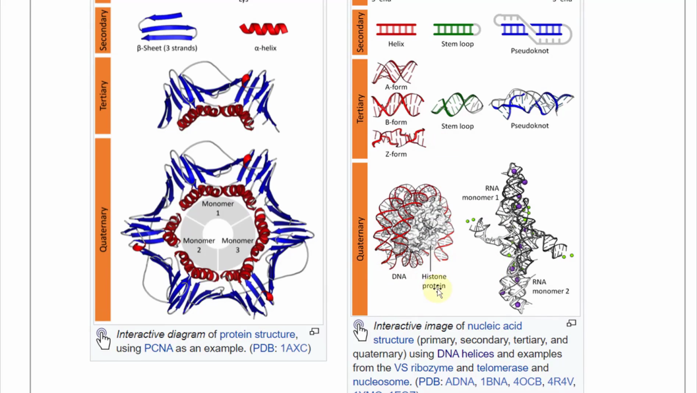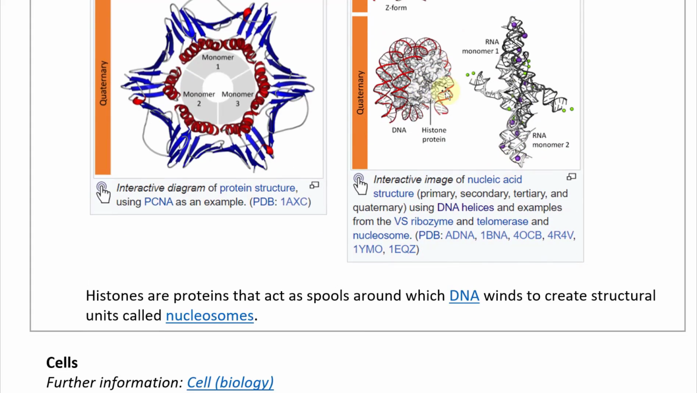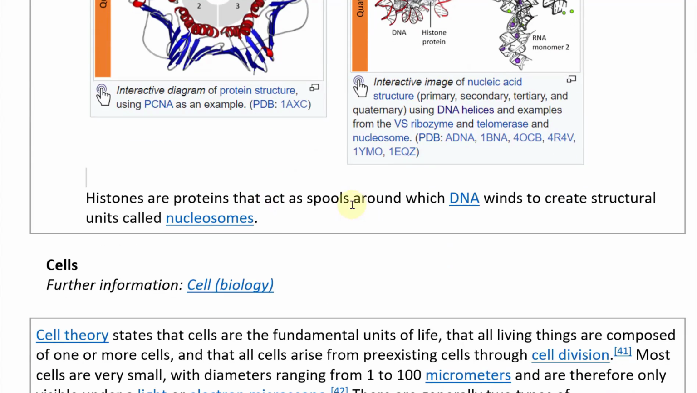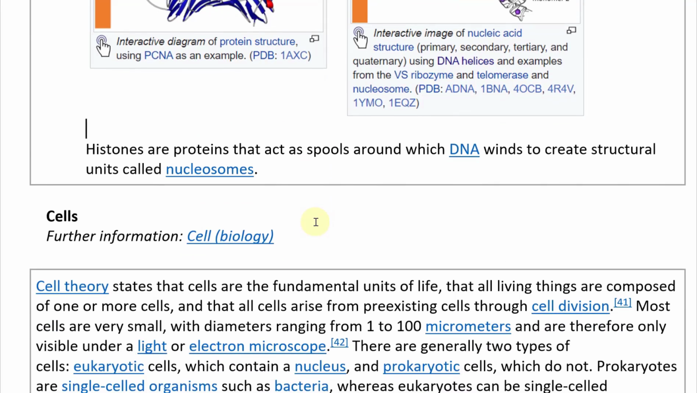And this is for DNA, and that's a histone protein. We'll get to that in a bit. And then here is the RNA. We have different monomer groups, so monomer 1, monomer 2, etc. And with this histone protein, the DNA is wrapped around it. So histones are proteins that act as spools around which DNA winds to create structural units called nucleosomes. It's like winding a string or a thread around a spool, which is very fascinating stuff.